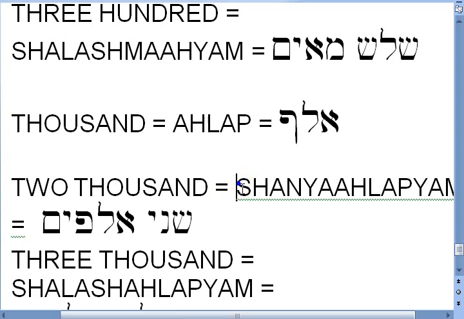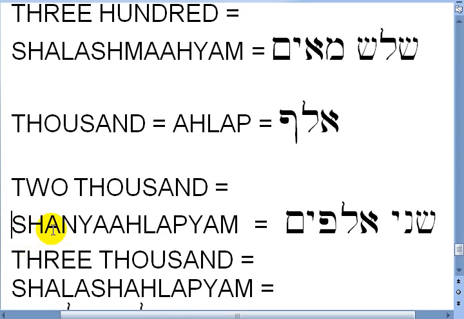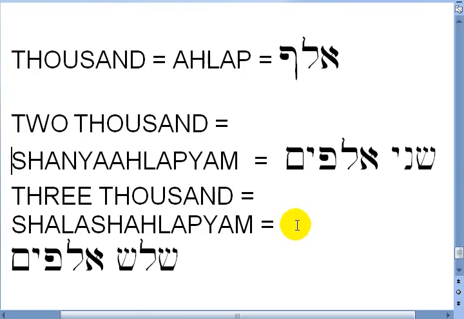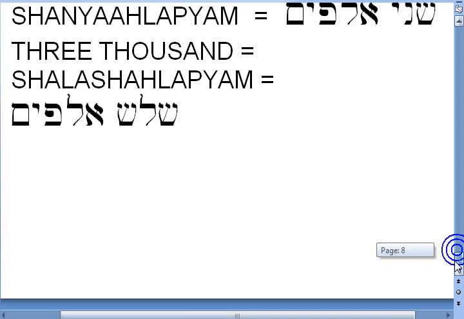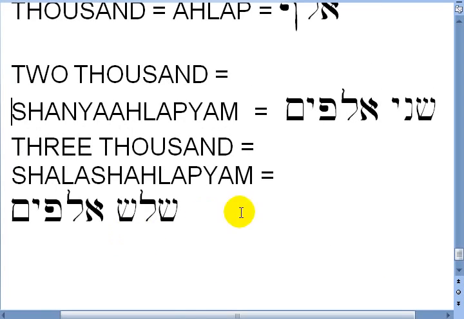2,000 would be Shanya Alapium, because Alap is 1,000, right? Shanya is 2. So then you put the yum at the end of Alapium to make it 2,000. Okay, Shanya Alapium, 2,000. Same thing with 3,000, Shalash Alapium. And you just continue on that way, and that's pretty much the last one.